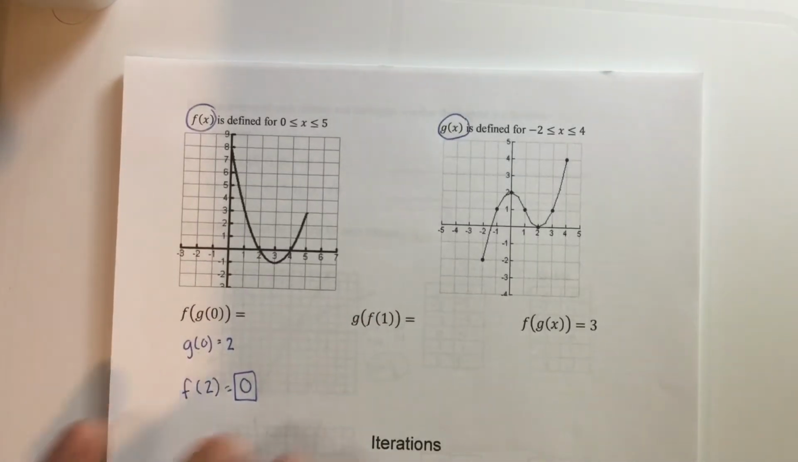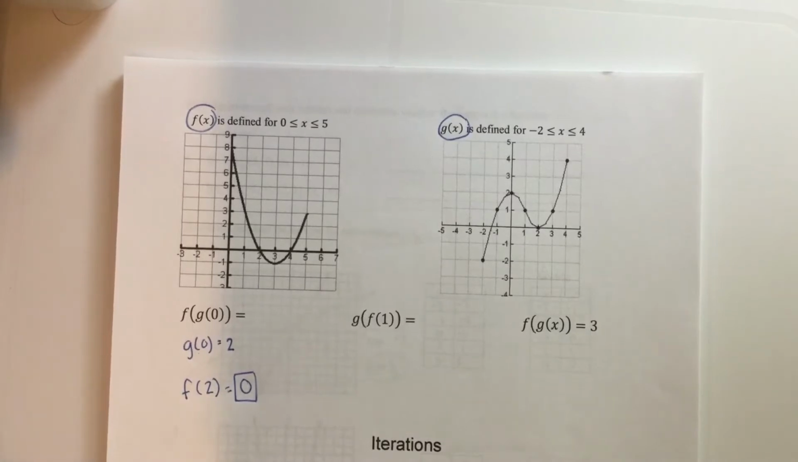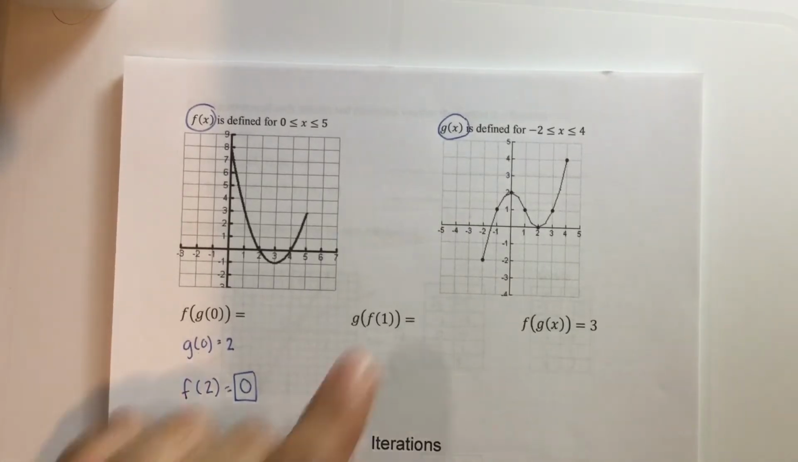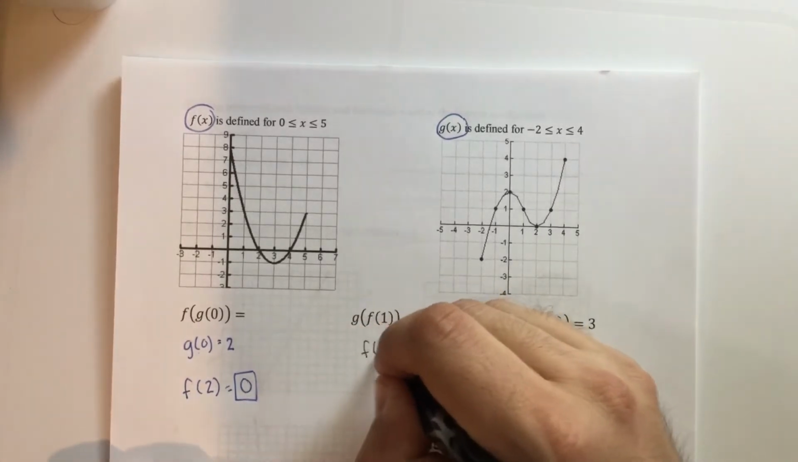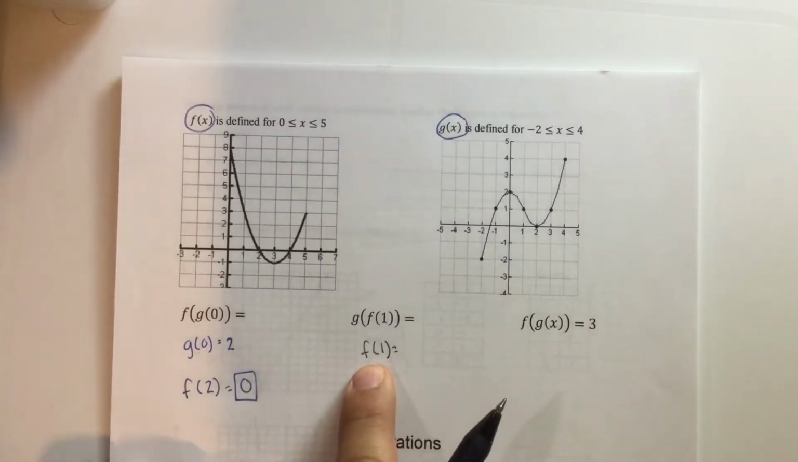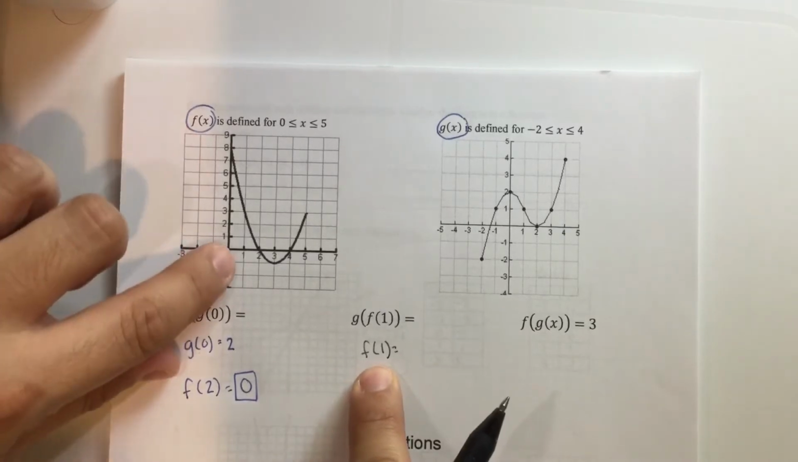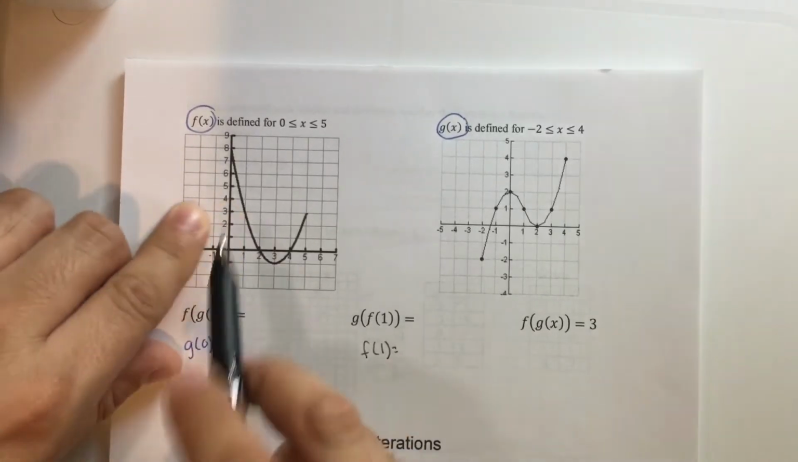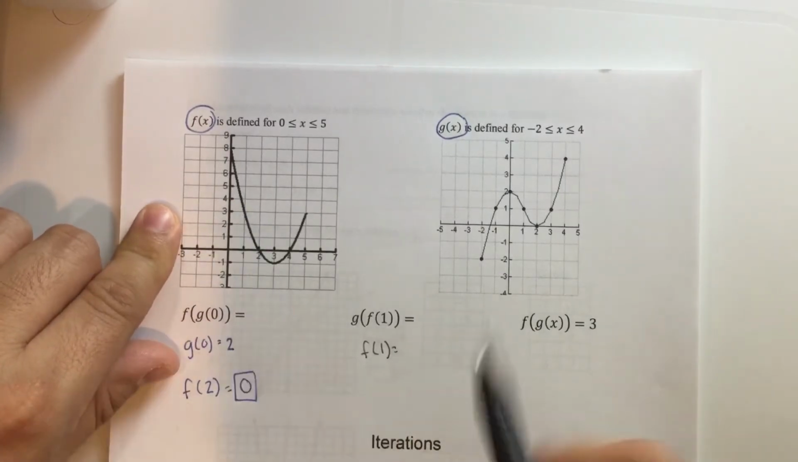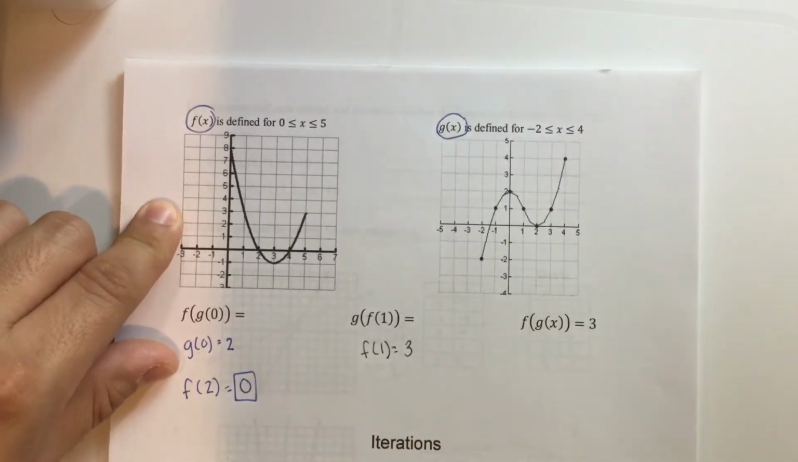All right, for the second one, g of f of 1. Once again, the 1 is on the inside, so we work our way out, so f of 1. Since I see f first, I go to the f graph. So f of 1, x is 1. I go down, I don't hit the graph, but I go up, I hit right here, and I can see the y value is 3. So f of 1 is equal to 3.